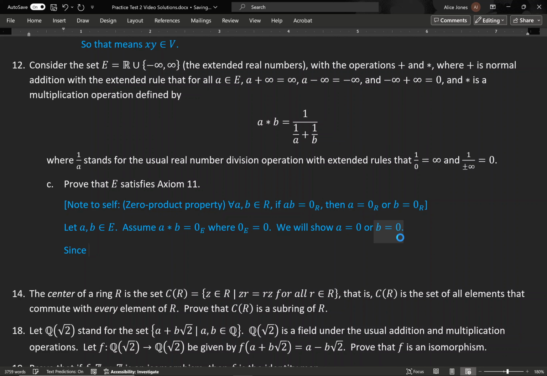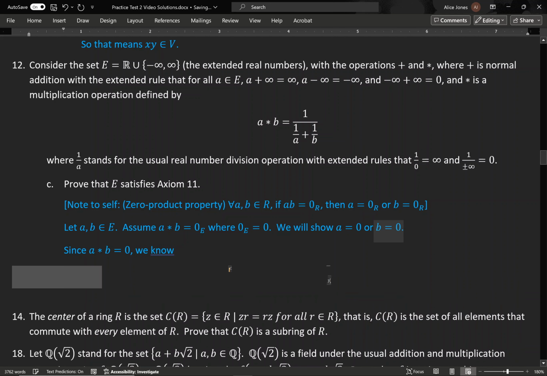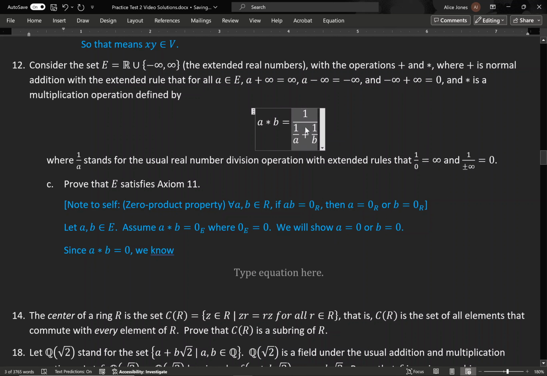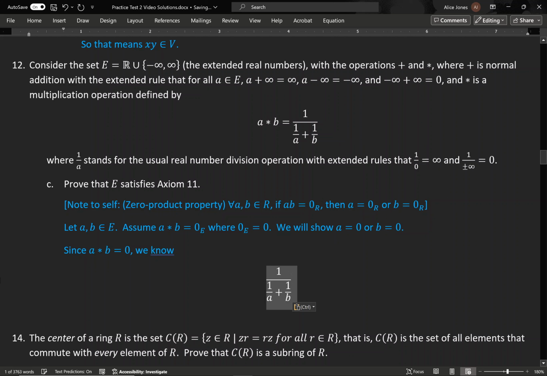Okay, so since A star B equals, instead of 0 sub E, I'll just write regular 0 since that's what it is. Just going to plug in for what the star thingy is, so I'll paste this in here, and I'll make it blue. We know that that equals 0. Okay, so at this point you're like, wait, if I just multiply both sides by 1 over A plus 1 over B, then I get 1 equals 0.